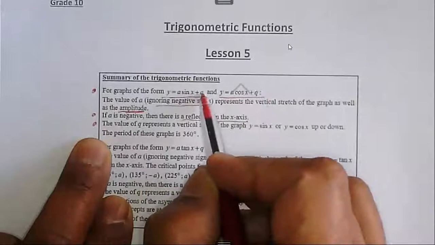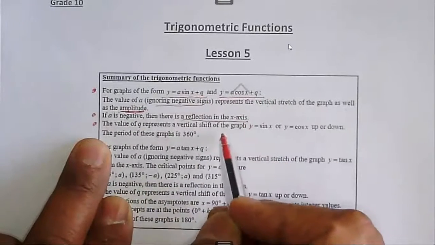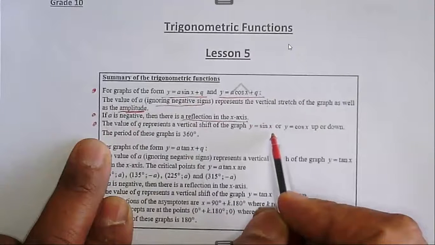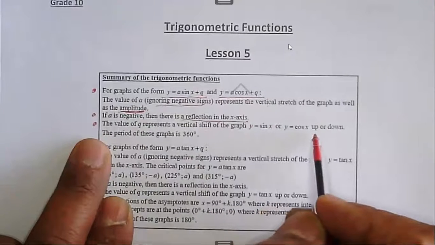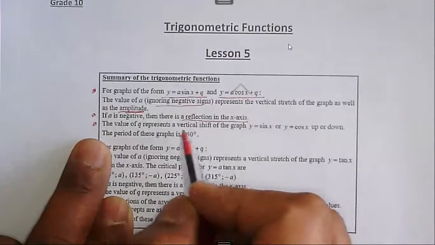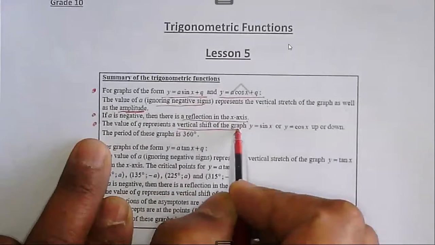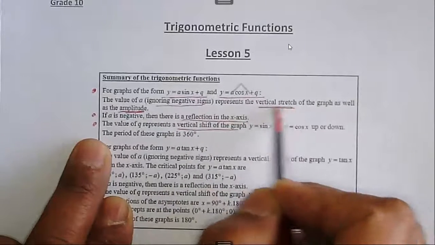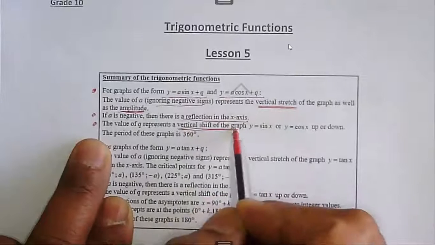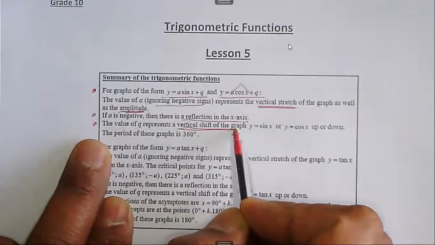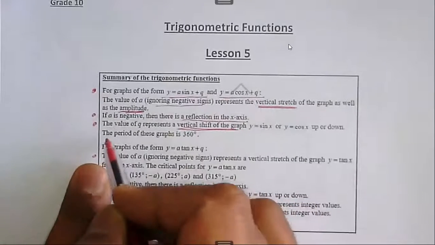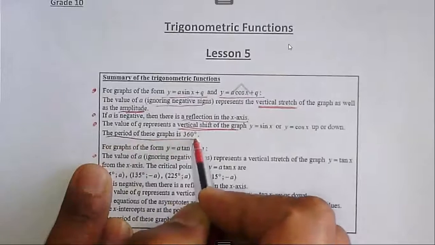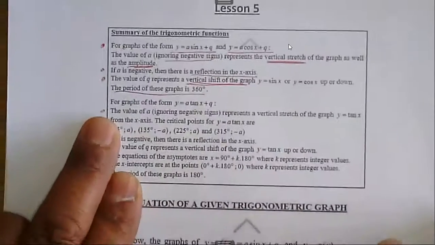Q, that q there, will represent the vertical shift of the whole graph, up or down. So don't confuse vertical shift with stretching. Yeah? There's vertical stretch and there's vertical shift. Don't confuse the two. The period in both cases remains 360.